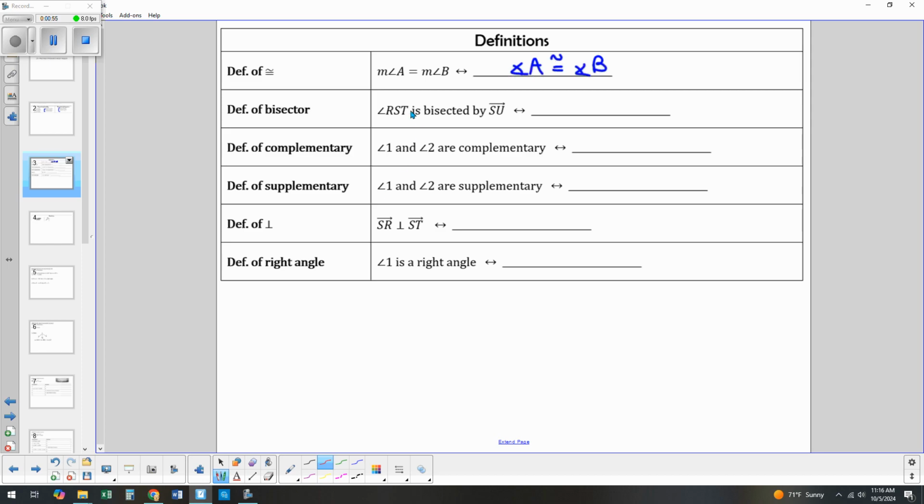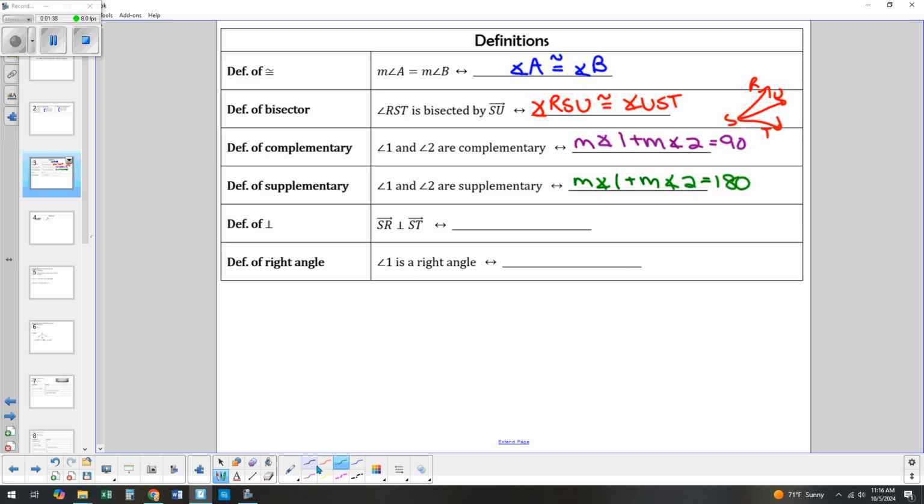The definition of bisector: if angle RST is bisected by ray SU, so if we looked at what that would look like, RST with the U in the middle, then angle RSU would be congruent to angle UST. The definition of complementary: when we know that two angles are complementary, we can say that their sum is equal to 90. So the measure of angle 1 plus the measure of angle 2 equals 90. And the definition of supplementary would then be that they add to 180.